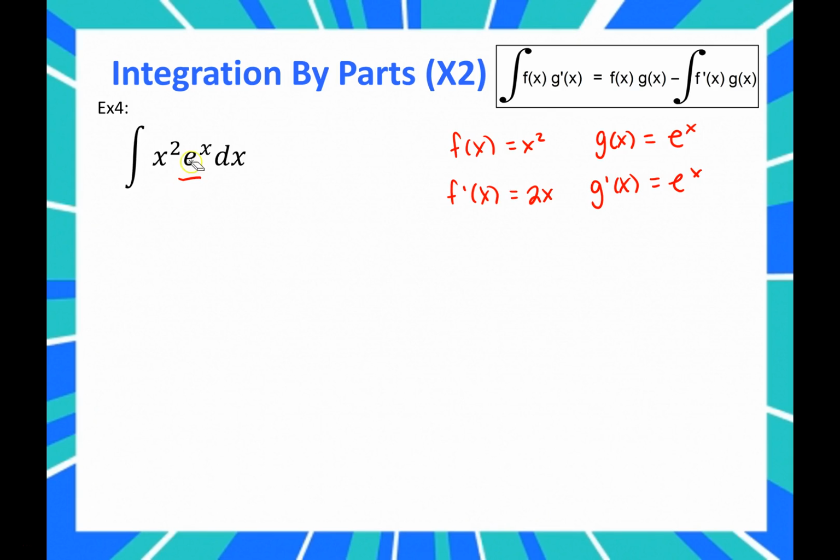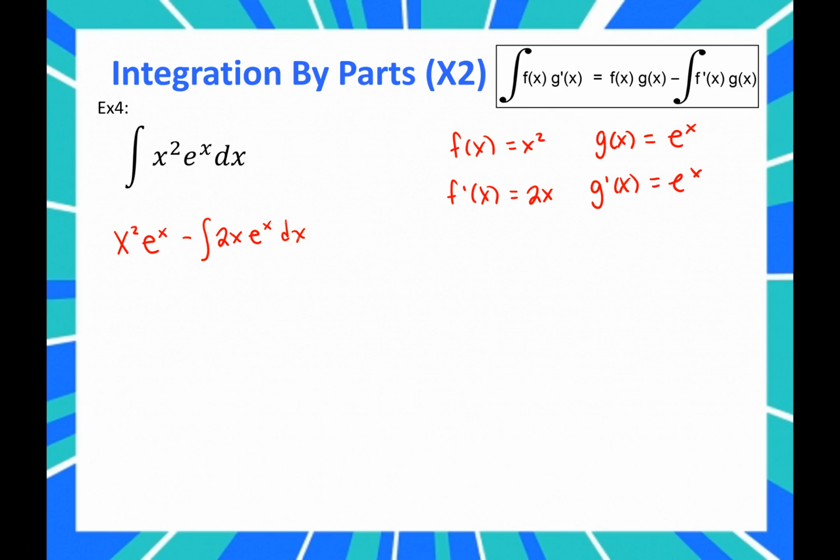All right, now we're ready to plug into our formula. So this integral is in this form right here. So the answer to that integral is going to be f of x times g of x. In this case, that is x squared times e to the x. And now I have to do minus the integral of f prime of x, which is 2x, times g of x, which is e to the x.